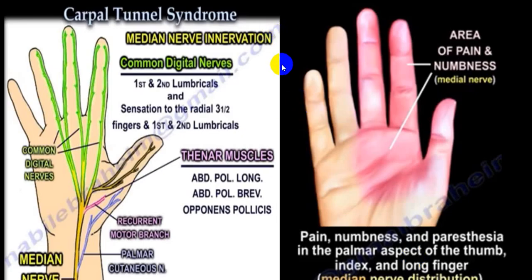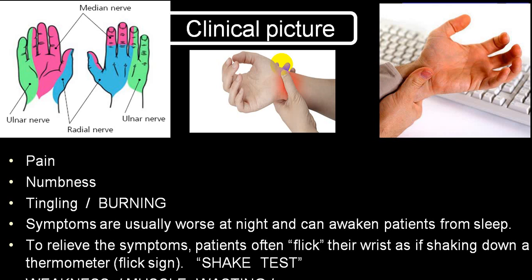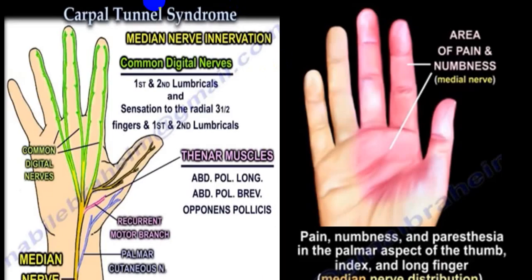So the area being involved, you can see here, we usually call the 3.5 fingers. The area of the pain and numbness will be the thumb, the index and middle finger, with half of the ring finger also. And in that area, the person will complain of pain, numbness, paresthesia on the palmar aspect of the thumb, index and long finger, or what we call the middle finger.